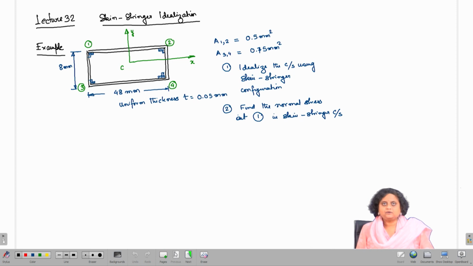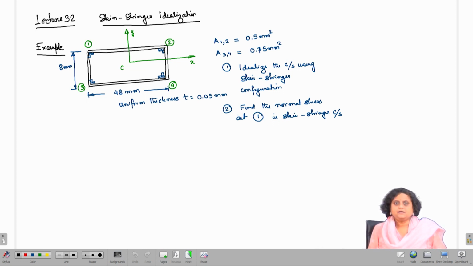In the last two lectures we have seen how to idealize a thin-walled aircraft component consisting of skin and reinforcement like stringers, spars or longerons, using boom and skin in an idealized cross section. So, this is such an example where we have a rectangular box-like aircraft component which has a thin thickness t of 0.05 millimeter, and this thickness is uniform across the entire cross section.